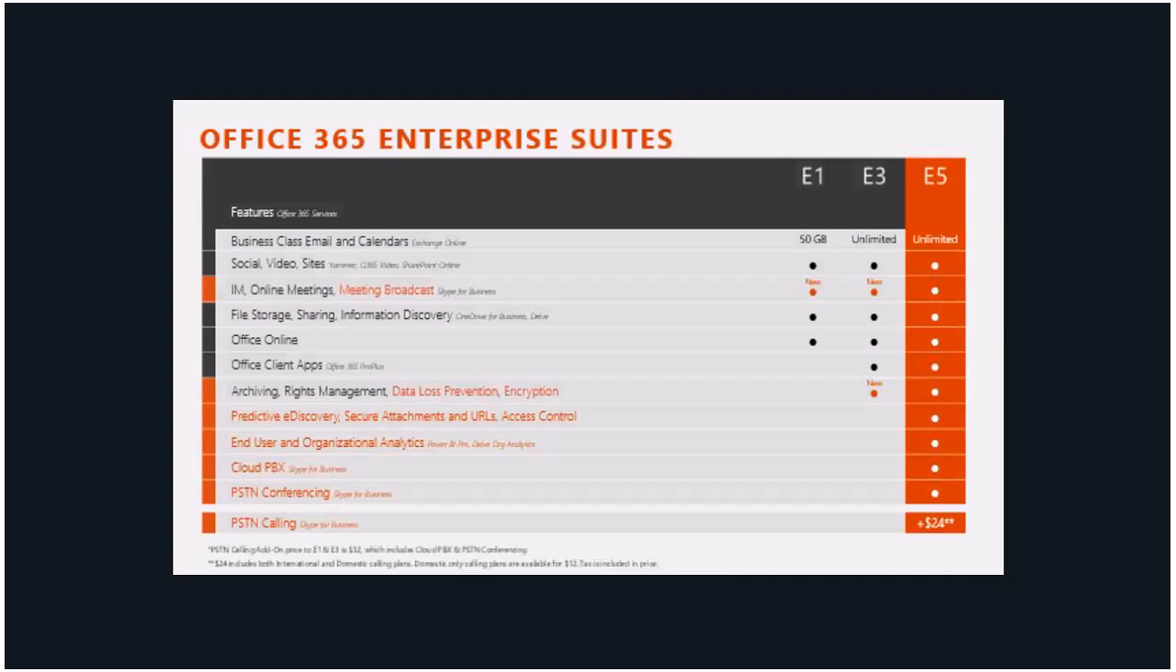So when we think about those different suites, right? This is a good slide for a lot of people to take away when you think about which features and functions you are looking for. Are you looking for meeting broadcast? Well, that's included in the E3, and if that's all you're looking for, then that's all you need. Whereas if you're looking for the predictive e-discovery or the cloud PBX or PSTN conferencing, that's all cloud-based. Or E5 based, I should say. So that's where you start looking at the E5 SKU.